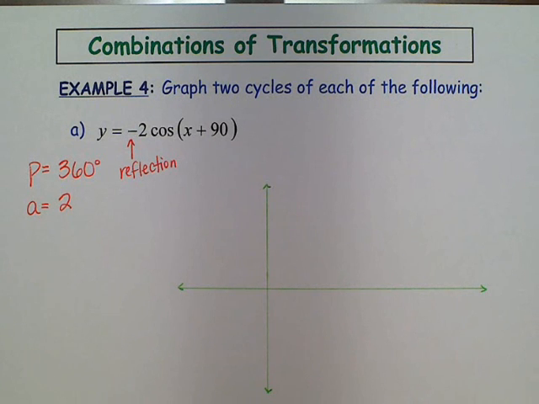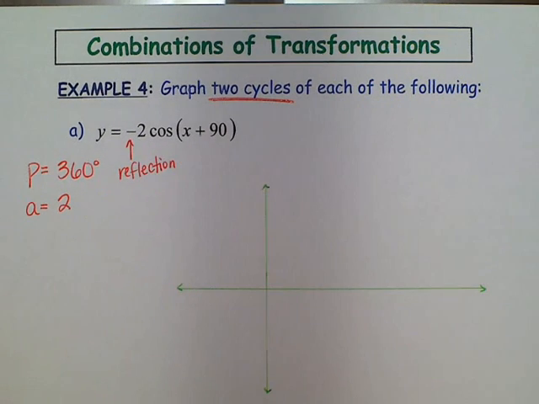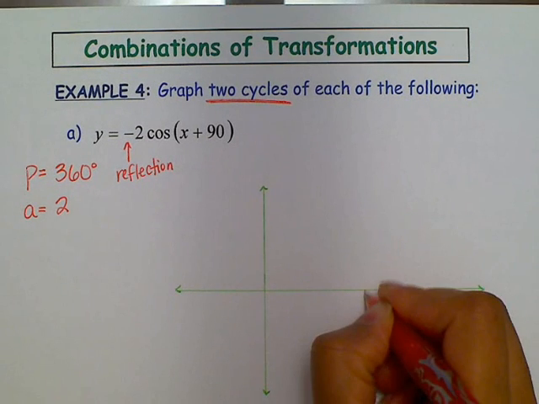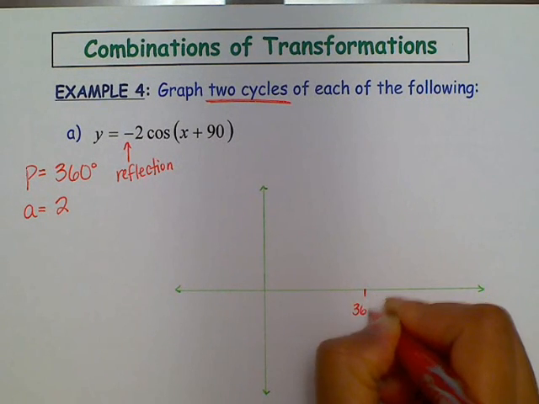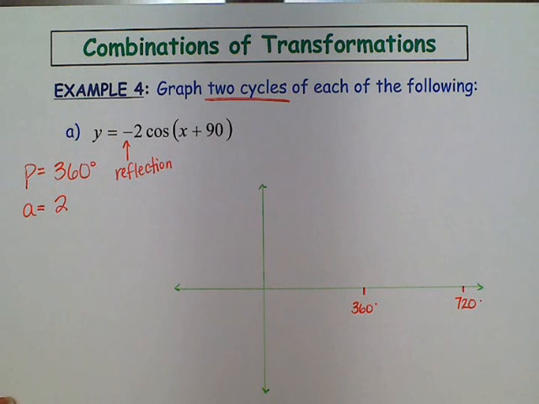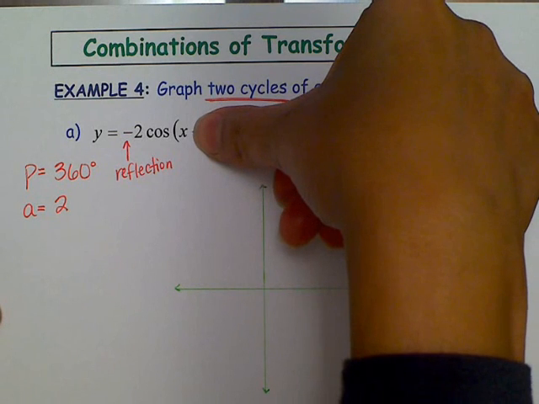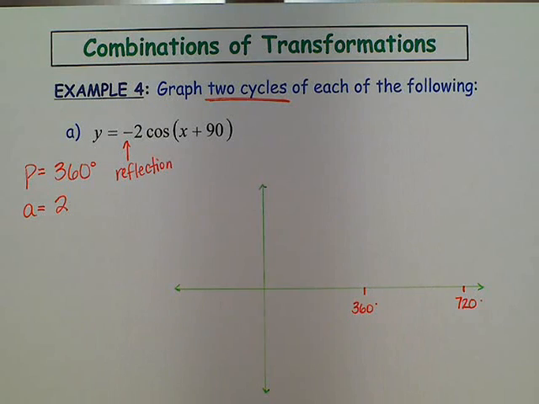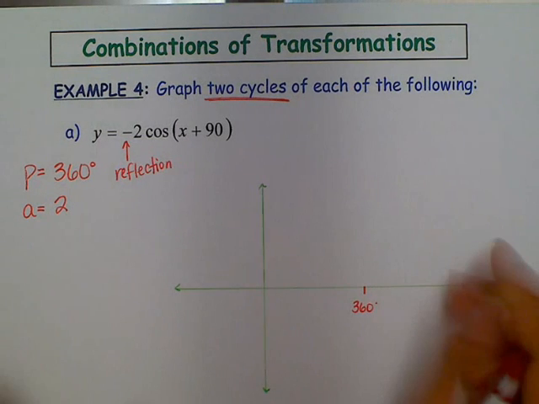So because I will be sketching 2 cycles of this graph, and I know that the period of the function is 360 degrees, I know that one cycle will go up to 360, but the second cycle will go from 360 up until 720. So that's actually the 2 cycles of the graph that I'm going to be making. Remember, the first cycle will only incorporate this much, and then the second cycle will also include the phase shift to the left 90 degrees.